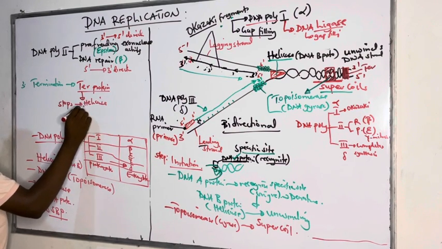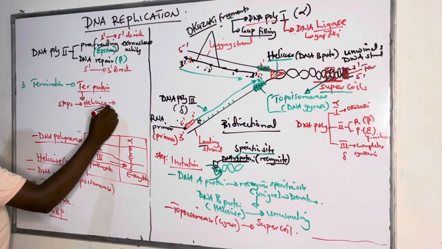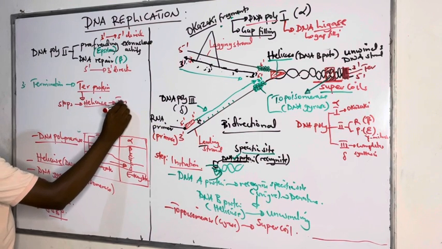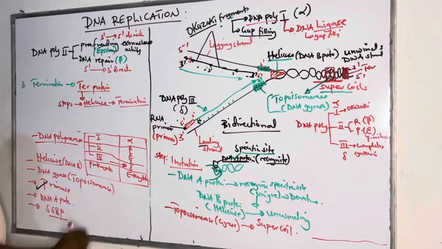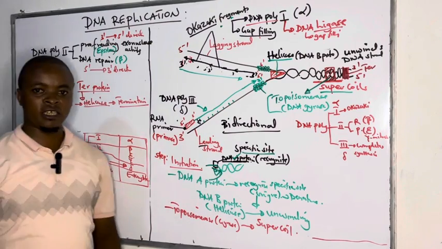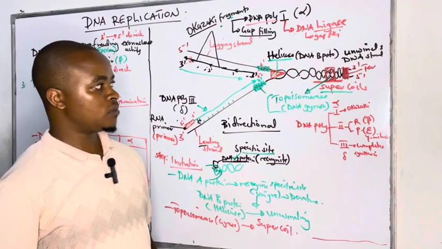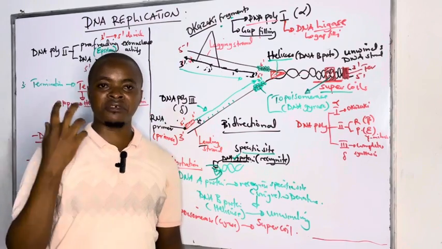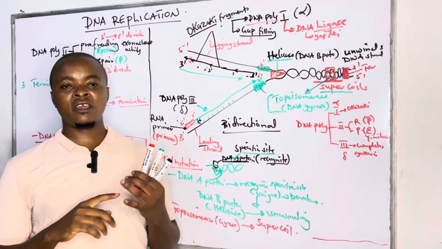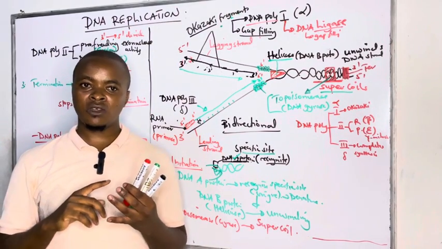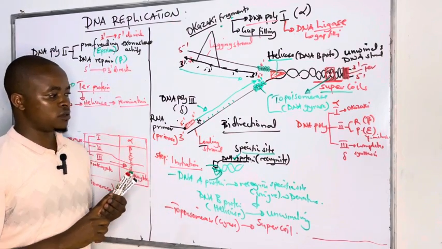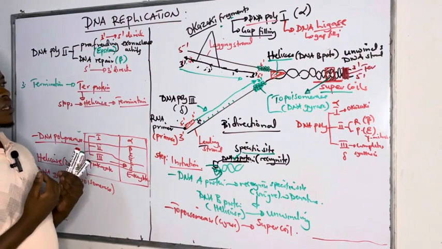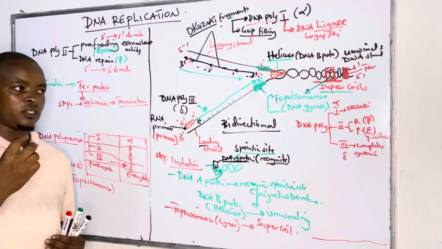And when this helicase is inhibited, it leads to what we call chain termination, and that will be the end of DNA replication. So we have seen how 3 steps occur: DNA initiation, elongation, and termination. And we have seen different enzymes that play a role in each step.